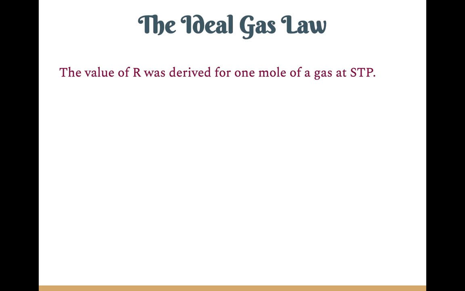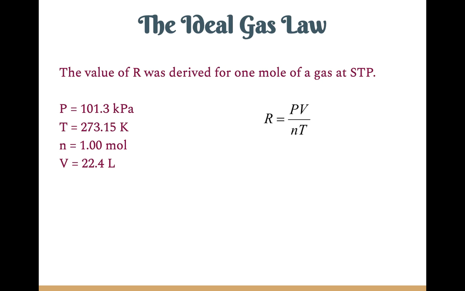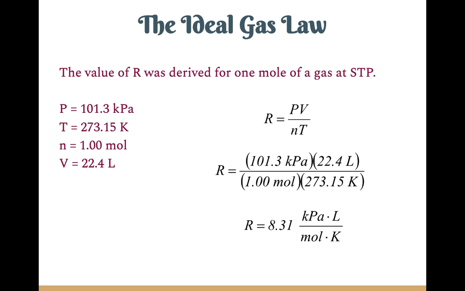So that value of R came from having 1 mole of a gas at STP. So at STP, the pressure is 101.3 kilopascals, the temperature 273.15 Kelvin. We had 1 mole of gas, 1.00 moles. And we know that the volume of 1 mole of a gas at STP is 22.4 liters. So when we use all those numbers and solve for R, we get 8.314 kilopascal liters per mole Kelvin.